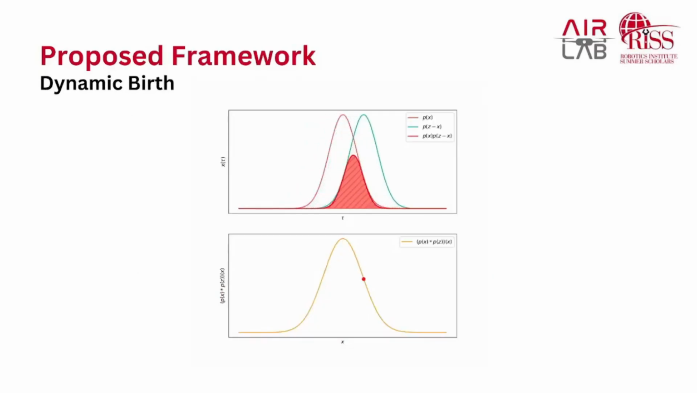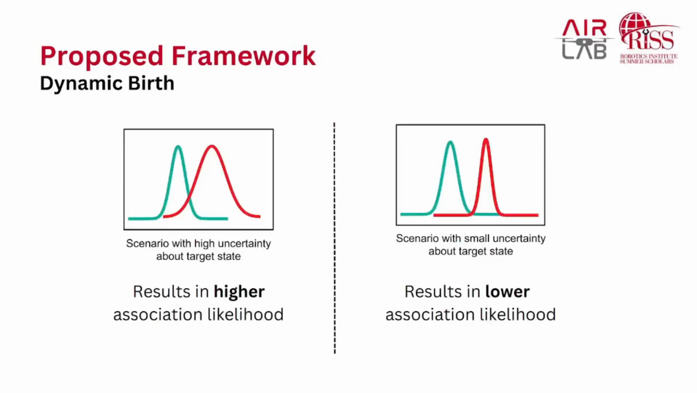Our dynamic birth model intuitively measures the overlap between the measurement distribution and the target state distribution. What we do is we convolve both functions and construct a likelihood in which the higher the value, the higher is the likelihood of this measurement corresponding to this specific target. And with that, we get the following behavior. When there is more uncertainty about the target position, we get a higher association likelihood because there is more overlap, even if the measurement is in the same position.